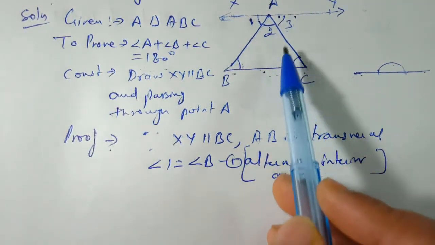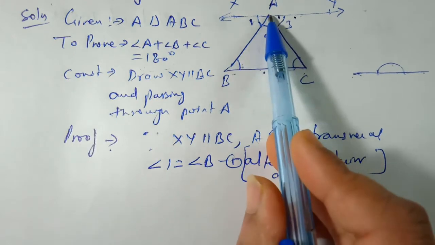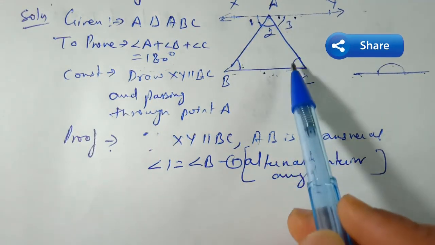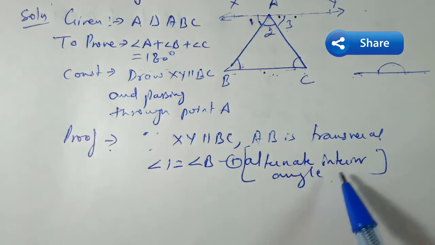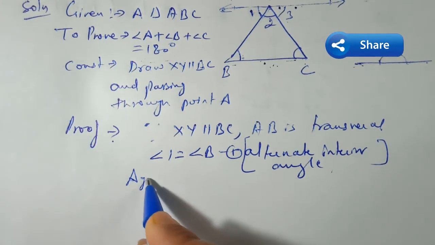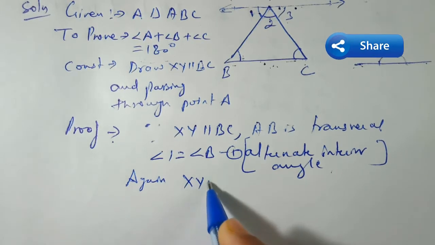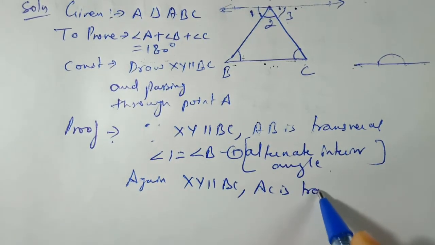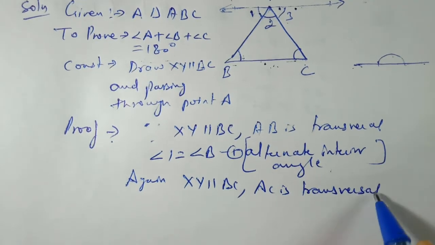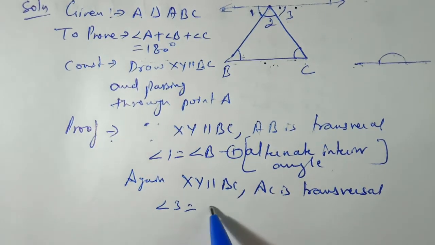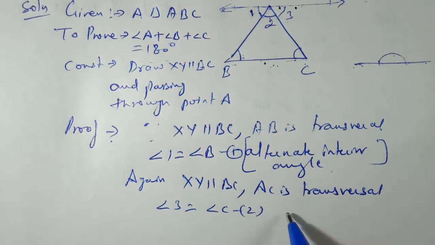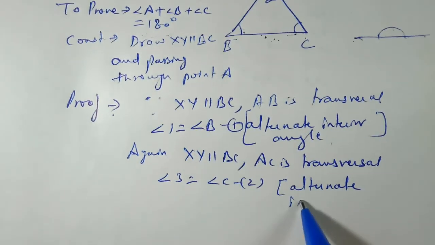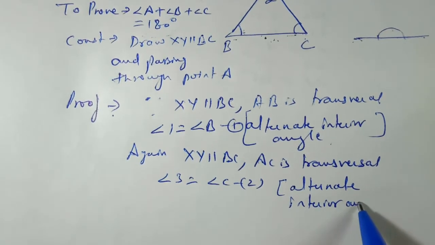Similarly, again taking XY parallel to BC, now we change the transversal to AC. If this is the transversal, then 3 and C form an alternate interior pair. Again, XY is parallel to BC and AC is the transversal, so angle 3 is equal to angle C. Equation number 2. What type of angles? Alternate interior angles.